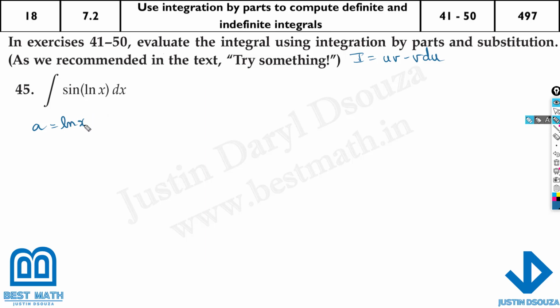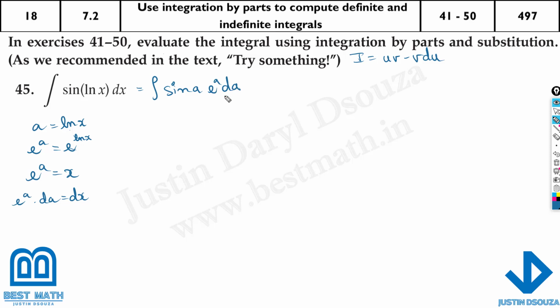So my intention is to make x alone. Now, how do you remove this natural logarithm? Take e to the power exponential on both sides. Exponential and ln cancel, so it's going to be e to the ln x. This cancels and x comes down, isn't it? e to the power a is equal to x. Now I'll derive both the sides. When I derive, it's going to be e to the power a dA, that is equal to dx. Now when I substitute it, it's going to be sine a e to the power a dA. Everything is in terms of a. But if you choose otherwise, it'll be x and you cannot proceed further.